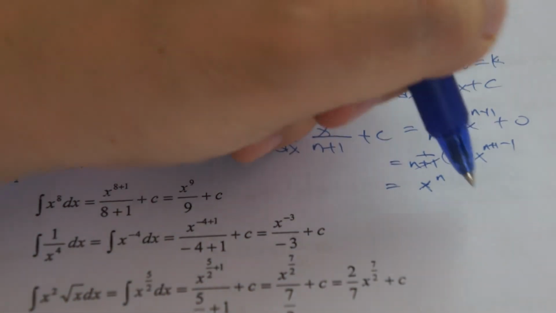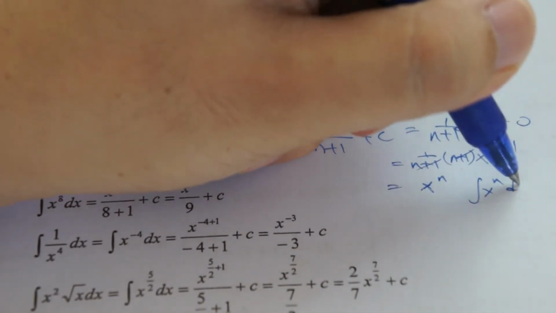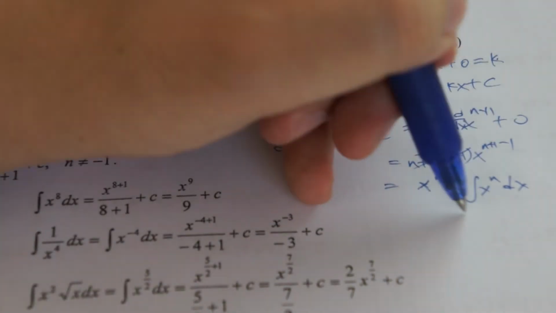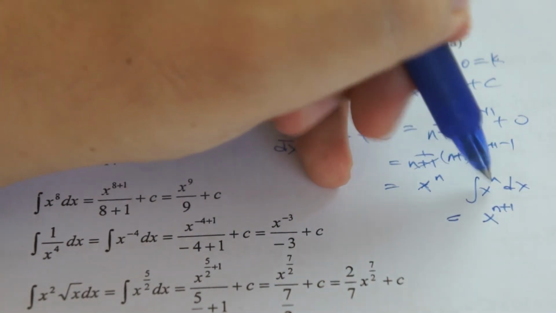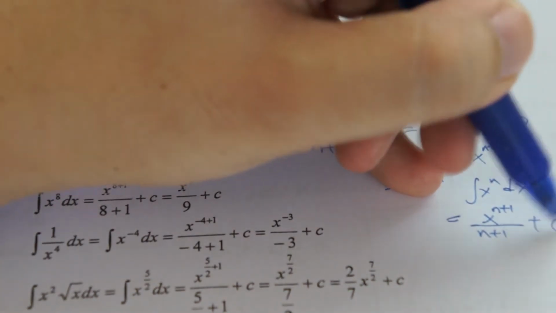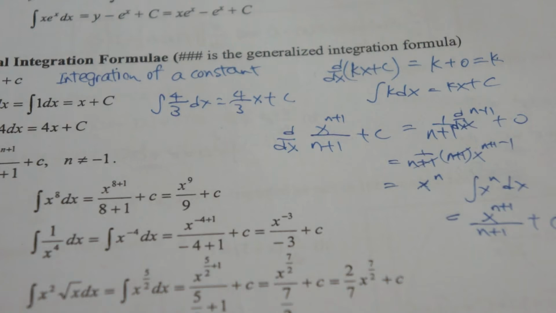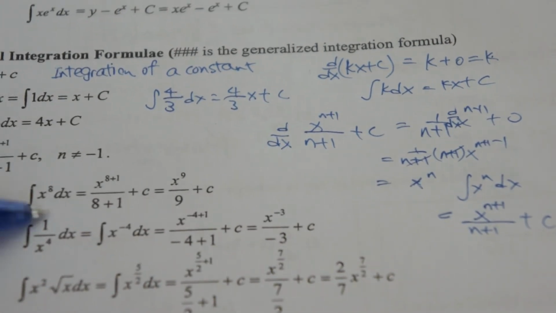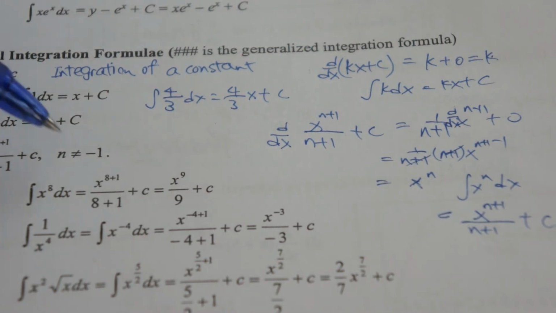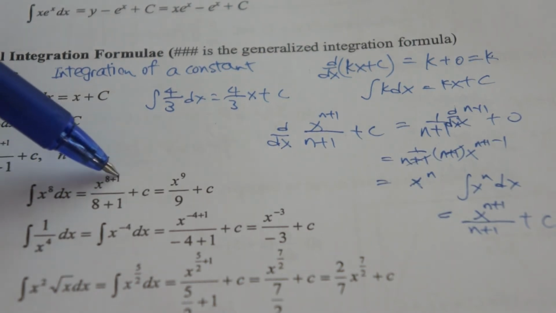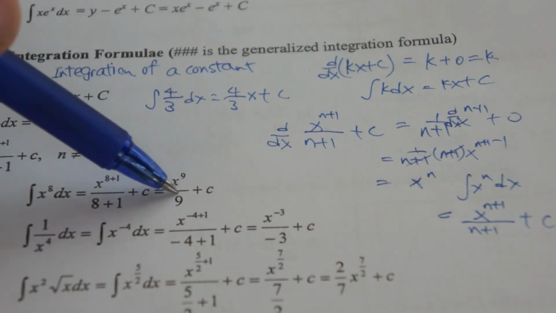So if we do the reverse case, if we integrate x to the power of n, the answer will be x to the power of n plus 1. In fact, the power increased by 1 and then divided by n plus 1. And finally, plus c. We can see example 1 here, integrate x to the power of 8, so the answer will be x to the power of 8 plus 1, the power increased by 1 to become 9, and finally divided by 9 and then plus c.